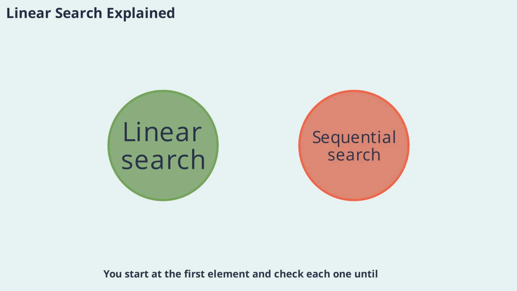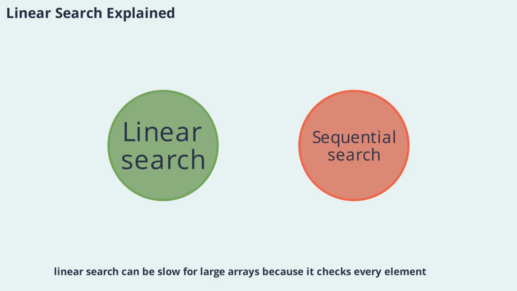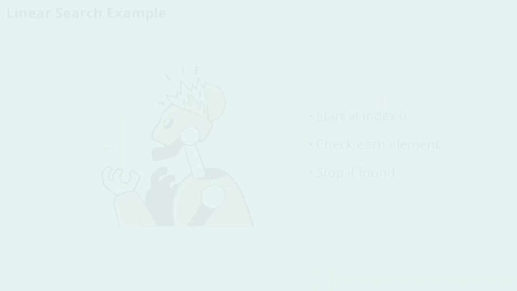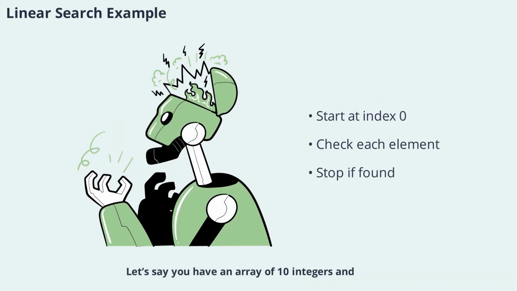Linear search, also known as sequential search, is the simplest way to find a value in an array. You start at the first element and check each one until you find the target value or reach the end of the array. While it's easy to implement, linear search can be slow for large arrays because it checks every element.